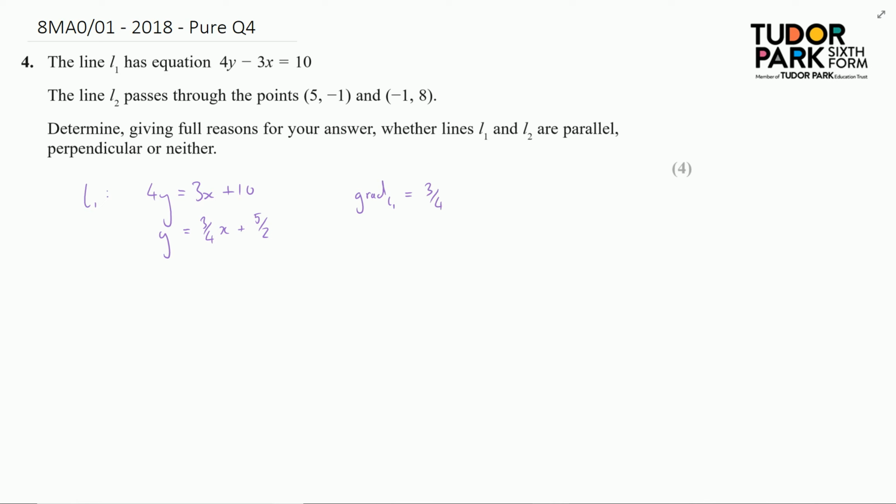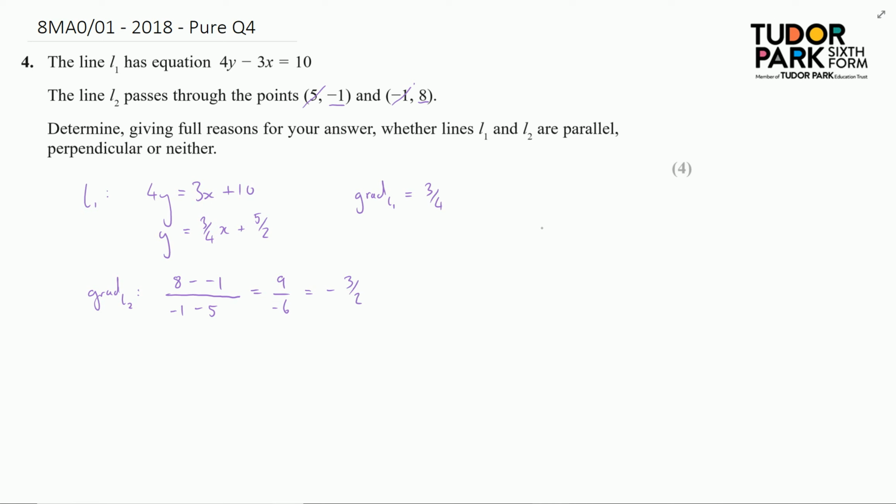Now I'm interested in working out the gradient for the line L2, and to do that I need the change in y divided by the change in x. So change in y is going to be 8 subtract minus 1. The change in x is going to be negative 1 subtract 5. 8 take away negative 1 is 9. Negative 1 subtract 5 gives us negative 6. So the gradient here works out to be negative 3 over 2.